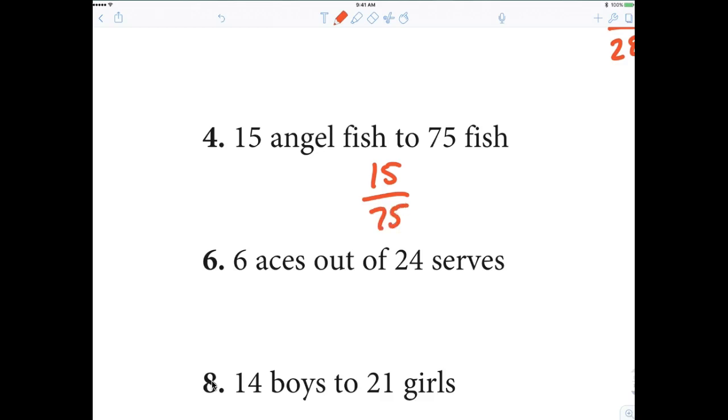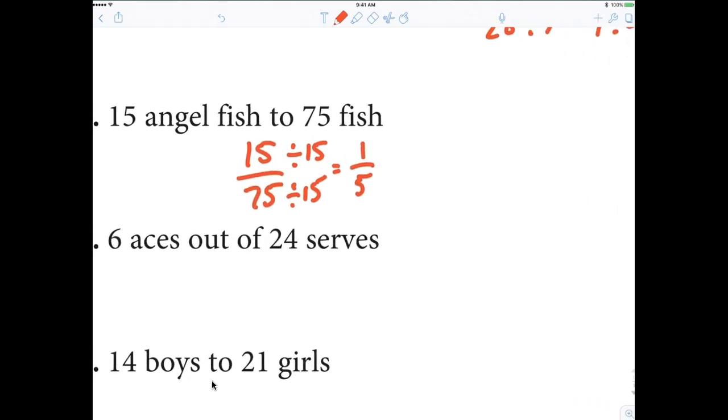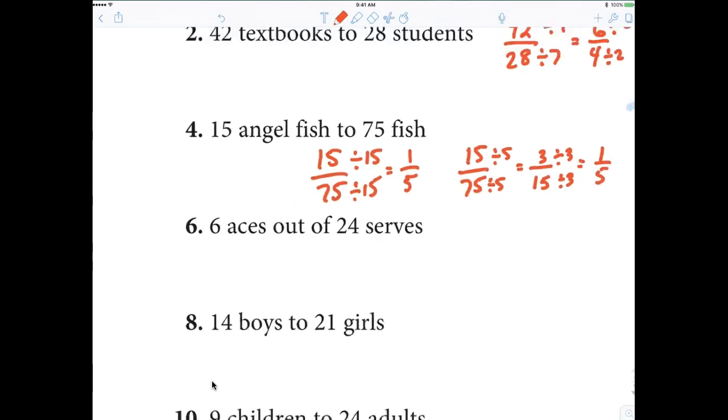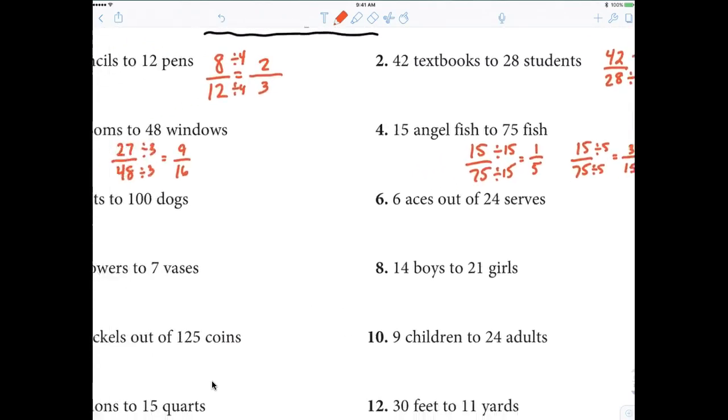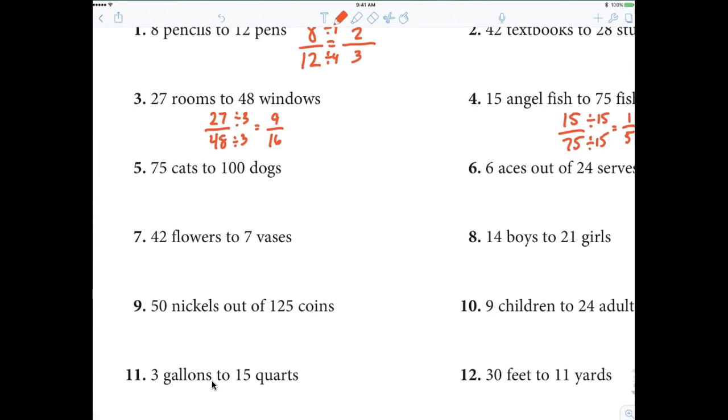15 to 75. Now in this case, I would hope that you would know 15 goes into 75, so we could divide by 15. So that'd be 1/5. But I do want to add this though. Let's say for some reason you didn't realize that it was divisible by 15, but you knew it was divisible by 5 because they both end in 5. That would be 3/15, and then you could divide by 3 again, which would make that 1/5. Again, very, very easy. You've been doing this for several years now, so this really should be an easy lesson for you.